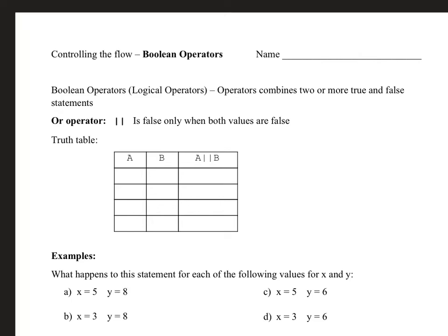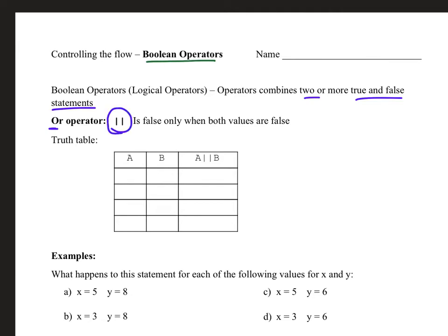Right, we are learning about the Boolean operators now. The Boolean operators are operators that combine two or more true and false statements. So it's allowing us to combine two conditions that we have already. Okay, the OR operator is the first one, and it's two symbols, two up and down.